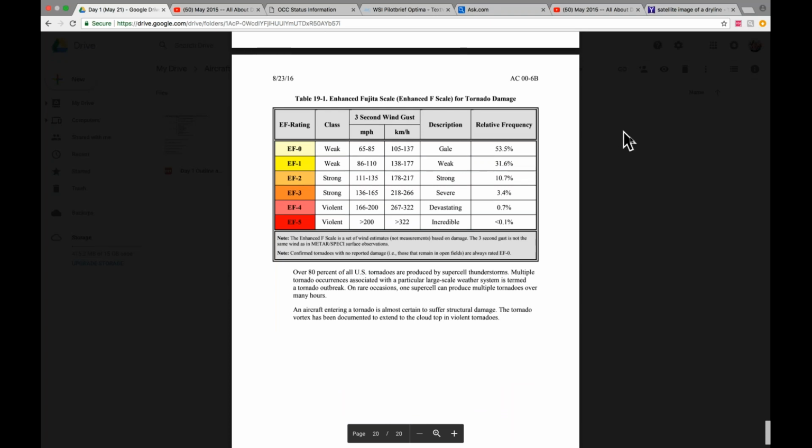Anyways, this is the F scale, or the Fujita scale for tornadoes. So if you've ever heard of an F1, F2, F3, F4, F5 tornado, this is how they rate the tornadoes. They look at a 3-second wind gust, and that determines the scale of the tornado. Remember, a tornado is when the cloud or the rotation actually touches the ground. If it's still in the clouds, we just call that a funnel cloud. It hasn't actually touched the ground.